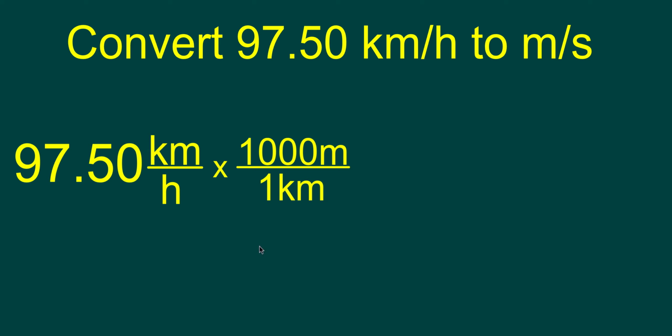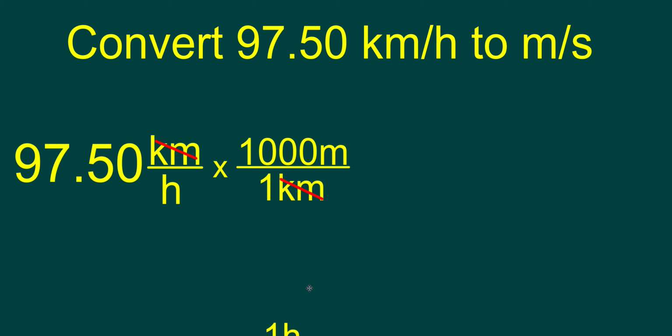This is not just arbitrary numbers. I have a kilometer on the top, I have a kilometer on the bottom. Those are going to cancel off. But 1,000 meters over 1 kilometer is actually just the number 1. So I have not changed anything mathematically. I take my kilometers on the top, kilometers on the bottom, and I cancel them off.